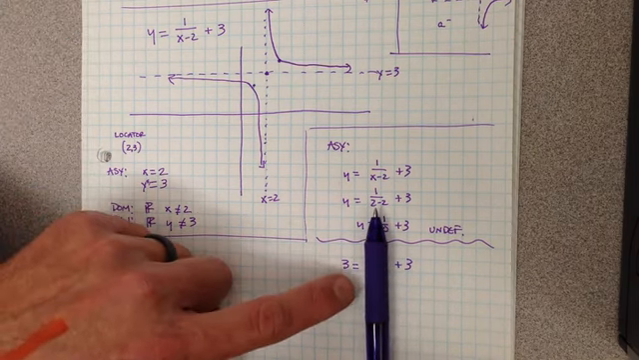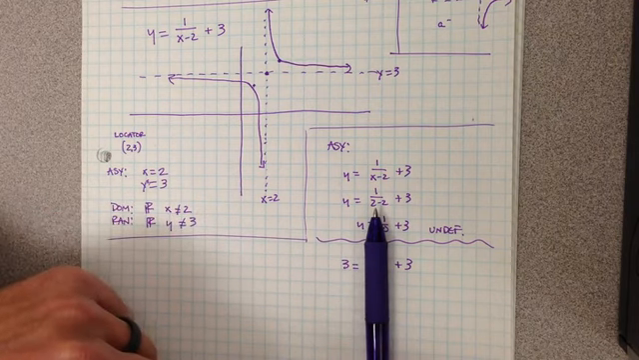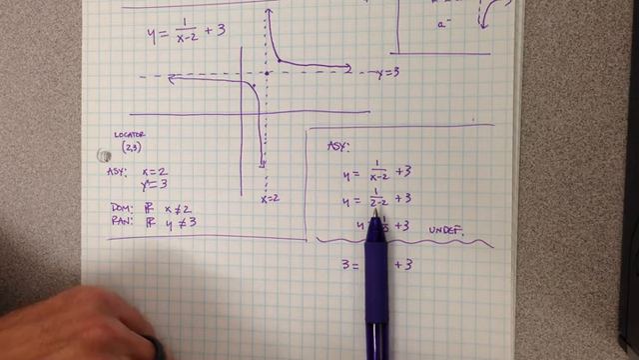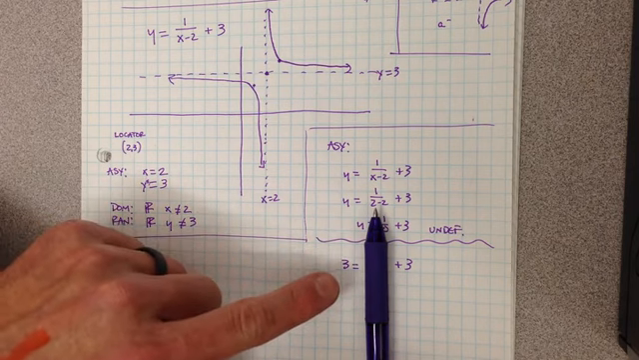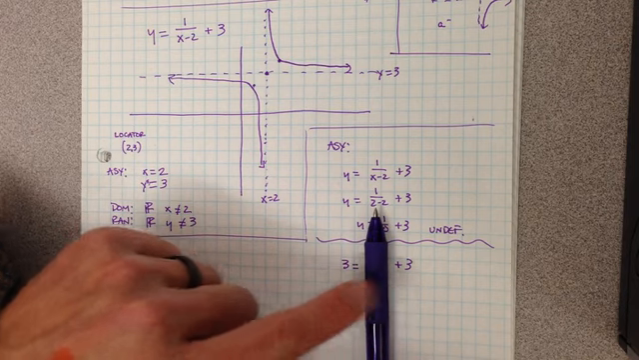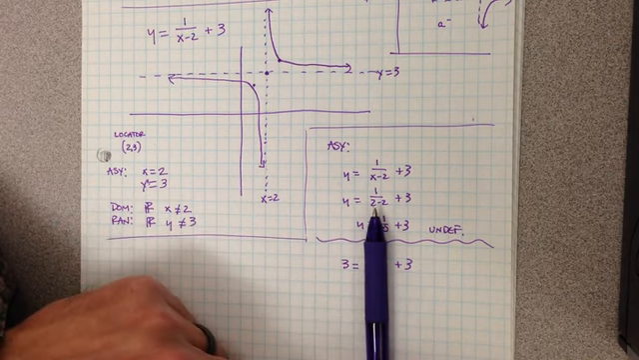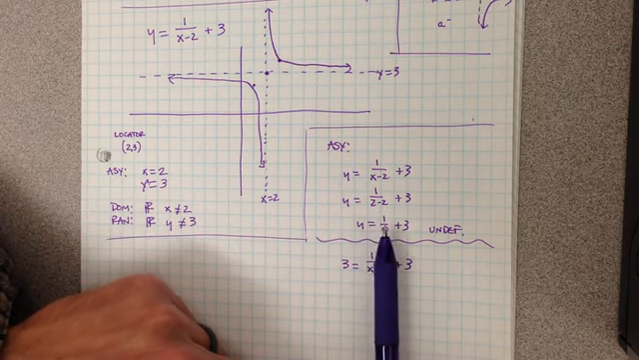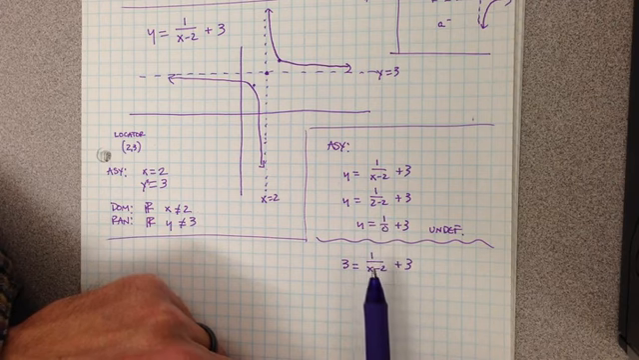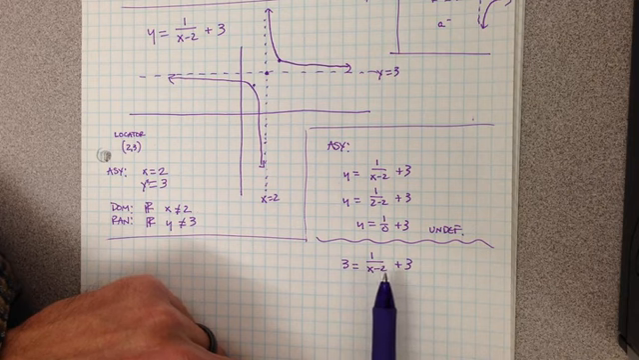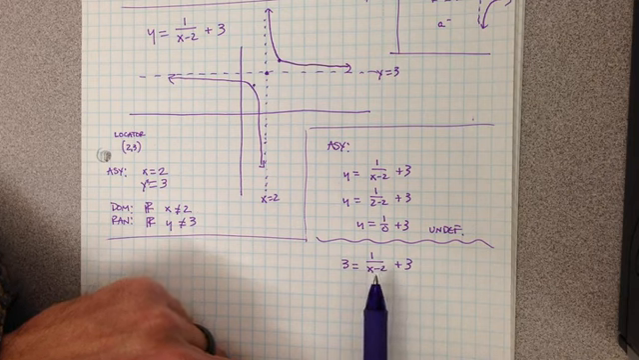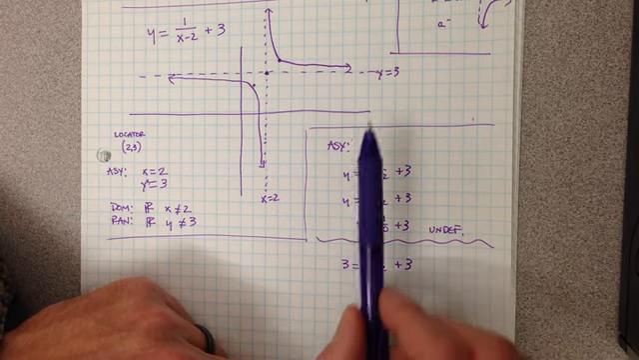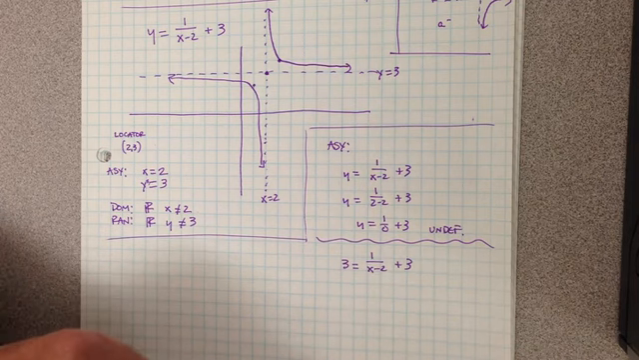3 equals something plus 3. And if I think about that, the only thing that something could be is 0. 3 equals 0 plus 3, that would make it true. But if you remember what happened earlier, with this 1 over 0, I don't see a way that we can make 1 over x minus 2 equal to 0. Interesting. Therefore, y cannot be 3.